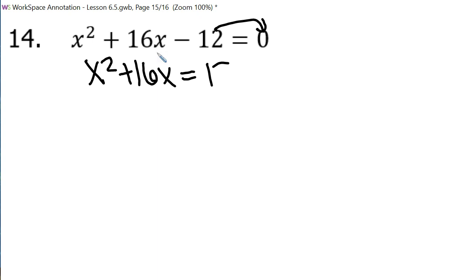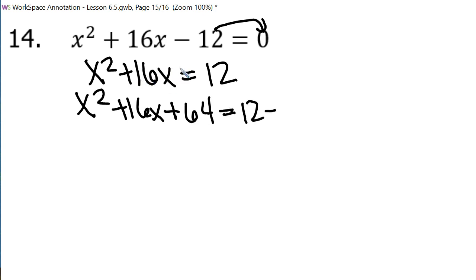Okay, number 14, the first thing you should have done was found the numbers to complete the square. So what is 16 divided by 2? 8. What is 8 squared? 64. What do I do with that 64? Add it to both sides. So this would be x squared plus 16x plus 64 equals 12 plus 64.